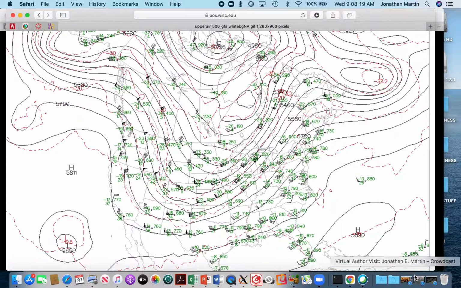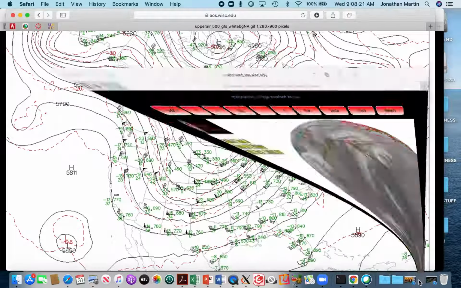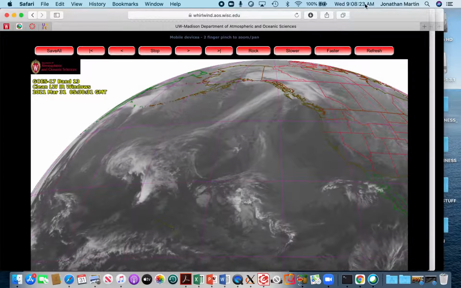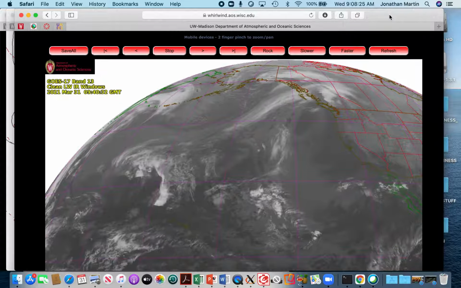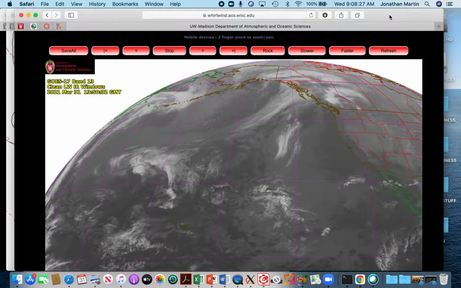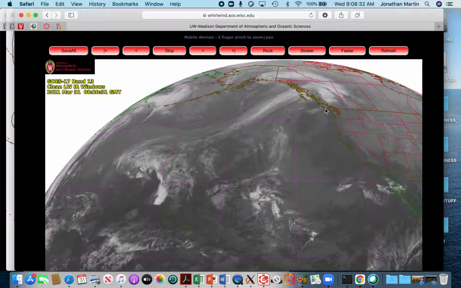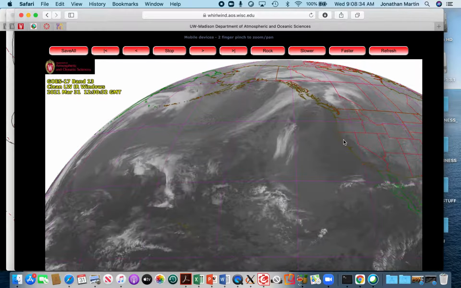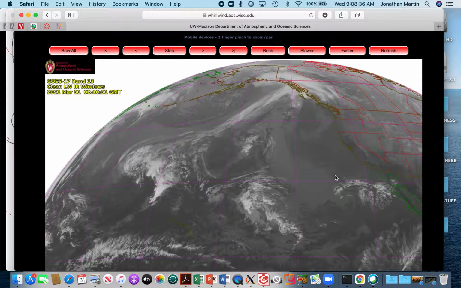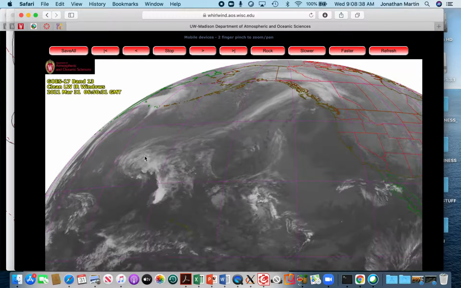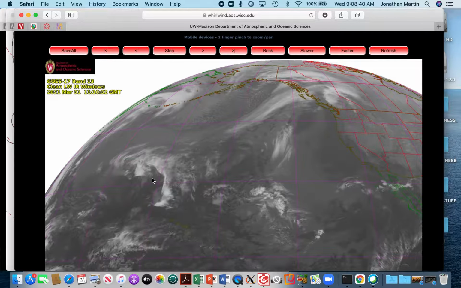Okay, so there's another example of today's 500 millibar map. And finally, the West Coast satellite image, a rather placid situation across much of the western coast of North America, with the exception perhaps of British Columbia and then into southern Alaska. But the continental U.S. coast is really clear today. Very, very nice. There's an organized weather system north of Hawaii that's kind of trying to get its act together.